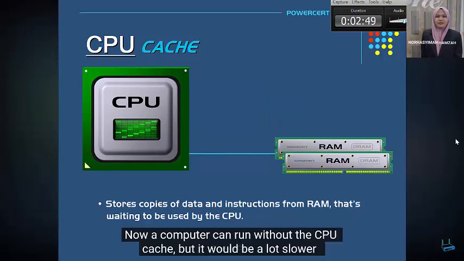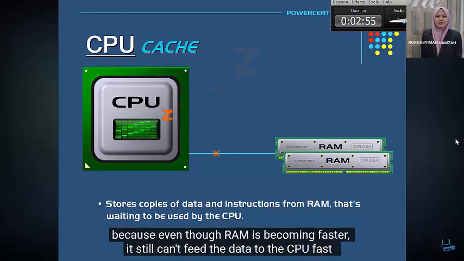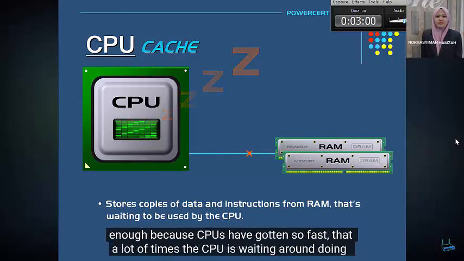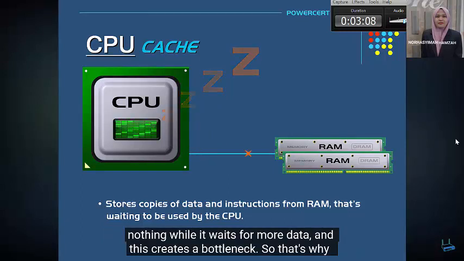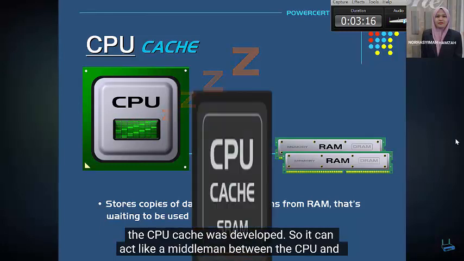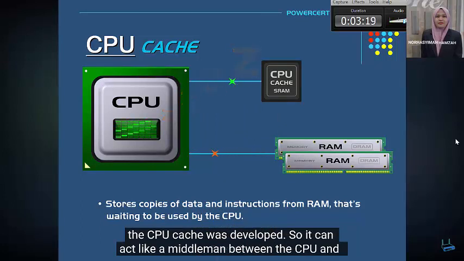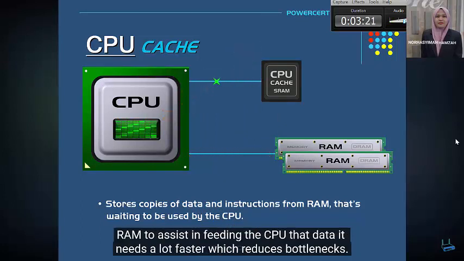Now a computer can run without the CPU cache, but it would be a lot slower, because even though RAM is becoming faster, it still can't feed the data to the CPU fast enough. CPUs have gotten so fast that a lot of times the CPU is waiting around doing nothing while it waits for more data, and this creates a bottleneck. So that's why the CPU cache was developed, so it can act like a middleman between the CPU and RAM to assist in feeding the CPU the data it needs a lot faster, which reduces bottlenecks.